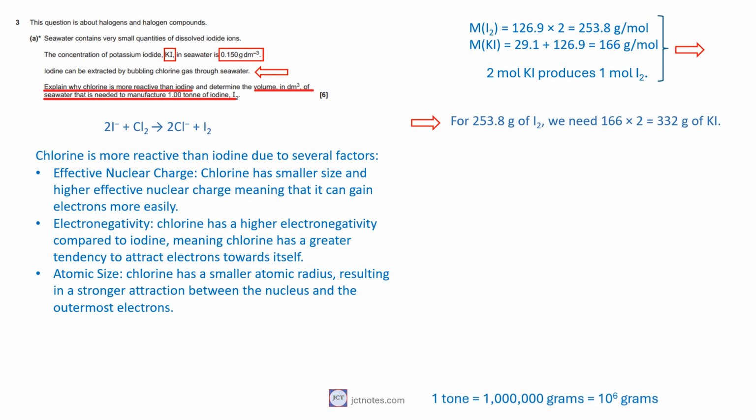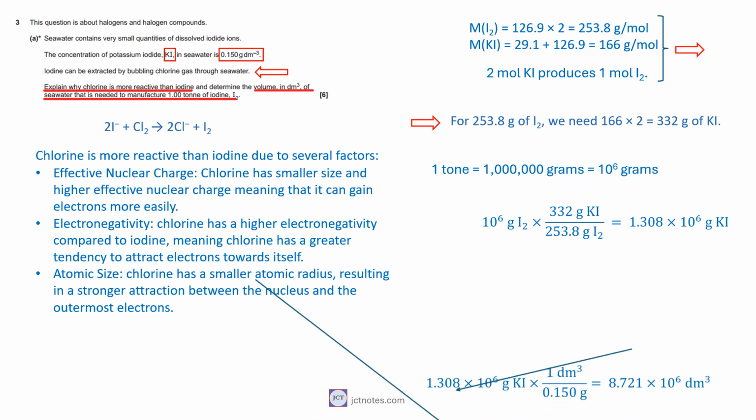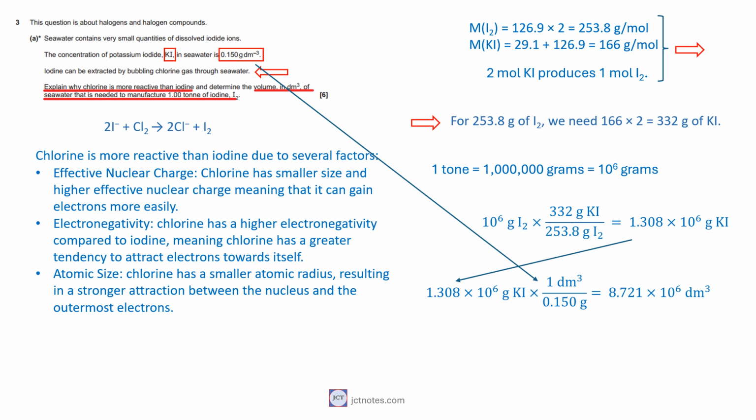As 1 ton is 1 million grams, 1 million grams of iodine is equivalent to 1.308 by 10 to the power of 6 grams of potassium iodide. And with a concentration of 0.150 grams per cubic decimeter, we need 8.72 cubic decimeters.